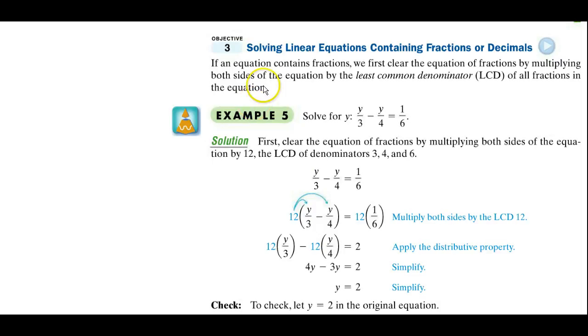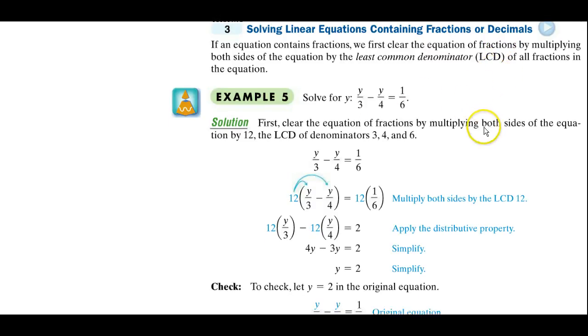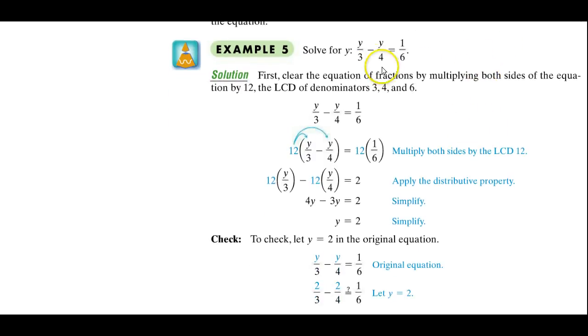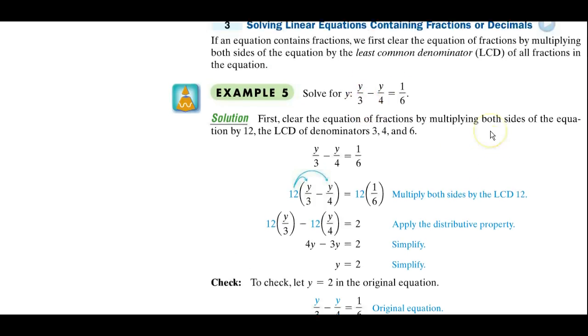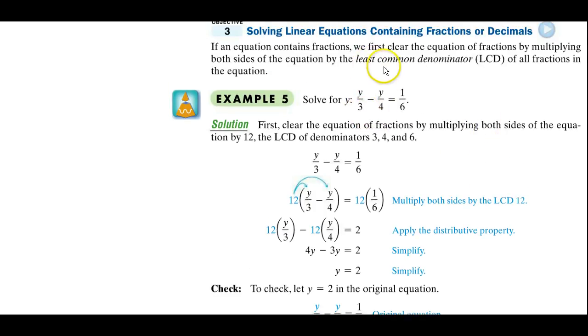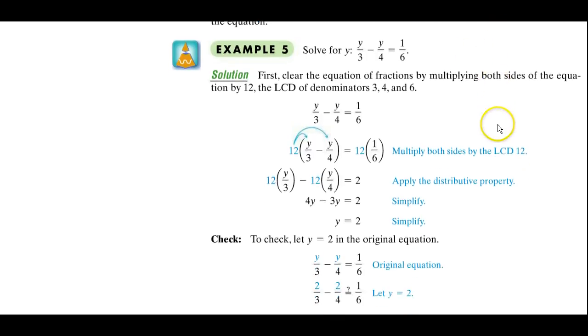Now, this next series of equations are very, very important to make your work in the future so much easier, and that is solving linear equations containing fractions or decimals. And the basic rule is to get rid of the fractions by multiplying each term by the least common denominator. So let me set that up.